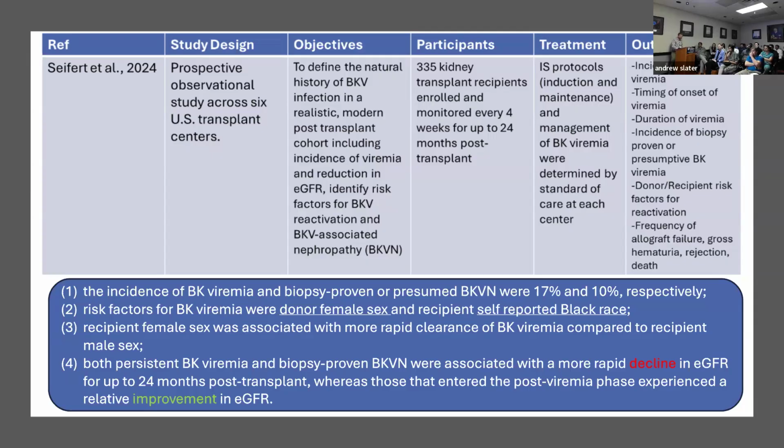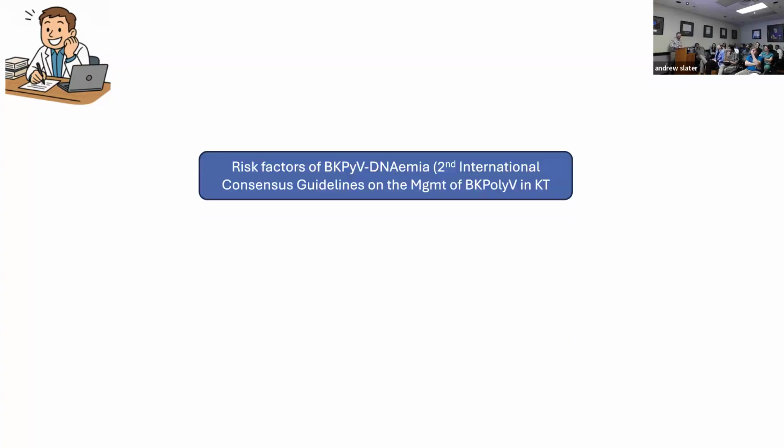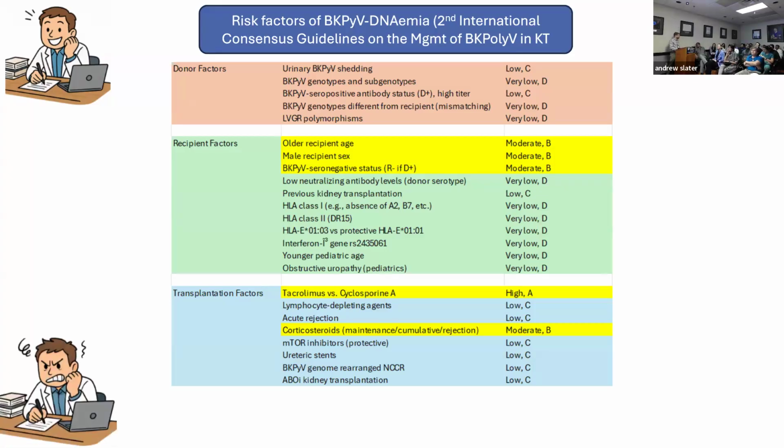So I read this study, I tried my best to digest it, and I was feeling pretty good. And then I went to the IST 2024 guidelines and I looked at their risk factors. And I'm like, well, shoot, hardly any of them are listed there. Older recipient age, BK polyomavirus seronegative status, right? Tacrolimus versus cyclosporin use, corticosteroid use, the list goes on. So I returned to my frustration. And that's part of my point here when it comes to the natural history of BK.